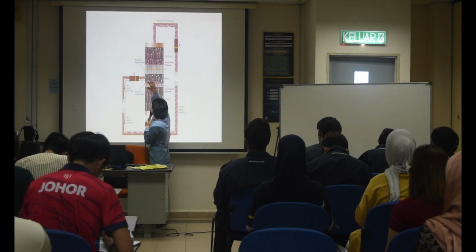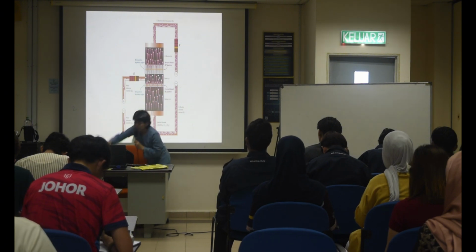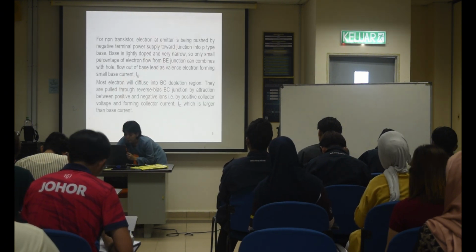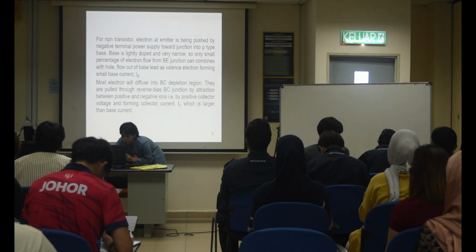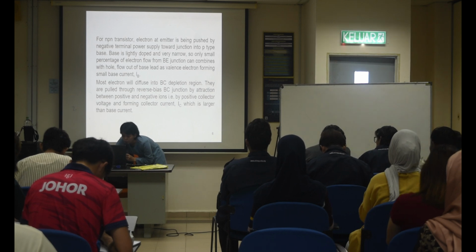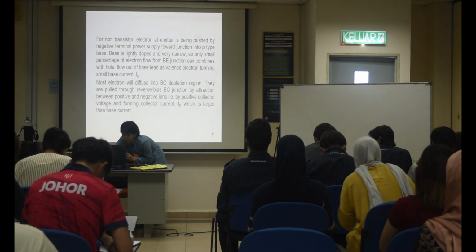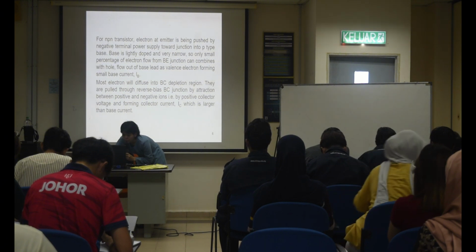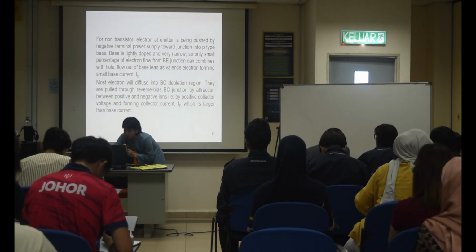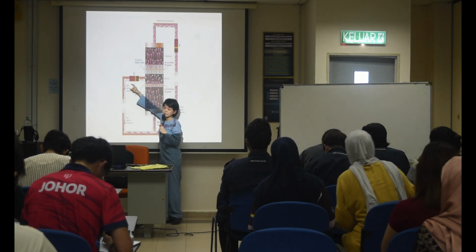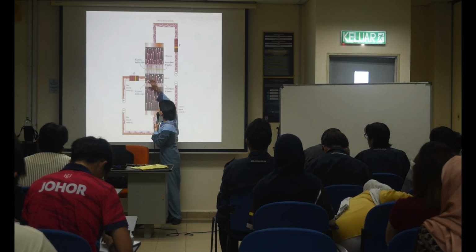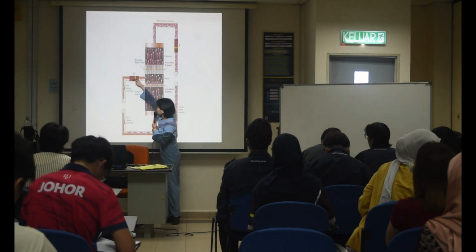They push about here will be narrow. Okay, the explanation in theory. And then the base, you see the base is very narrow, and a smaller percentage of electron flow from the BE junction can be combined with the holes and flow out the base. We call it the electron forming small base current. So which means you see from this one, the current flow to the base is very less, like how the video shows. So here is narrow and the current flow to here is very less.